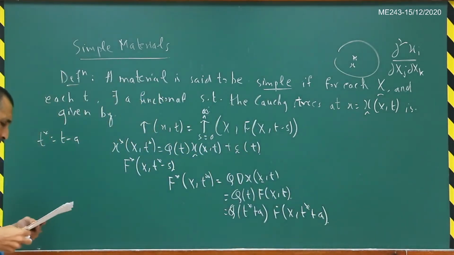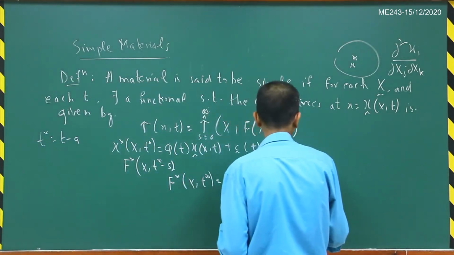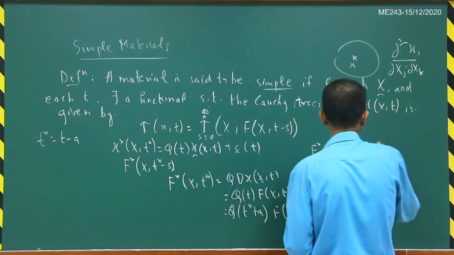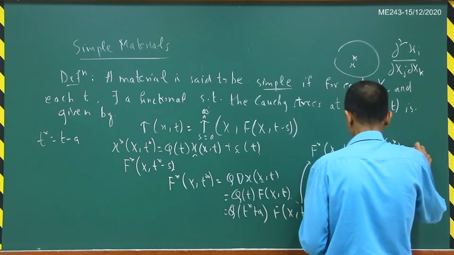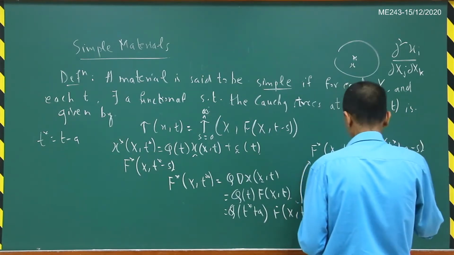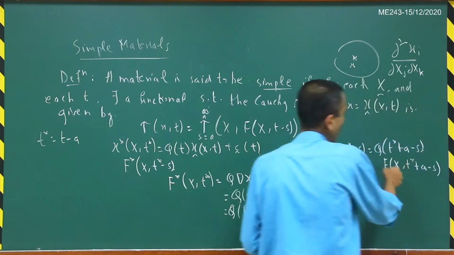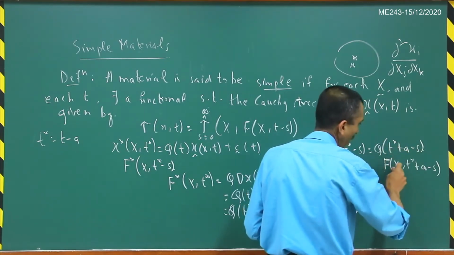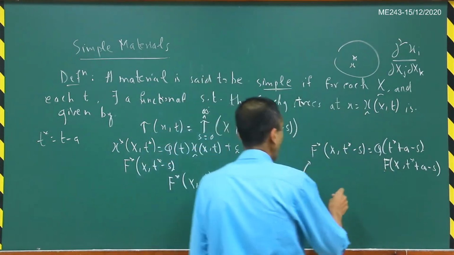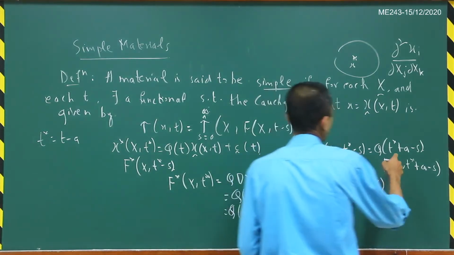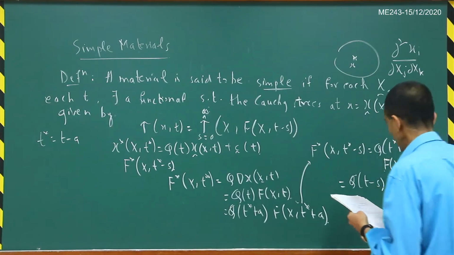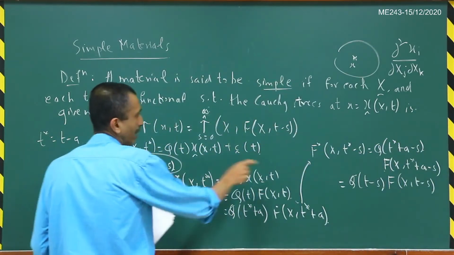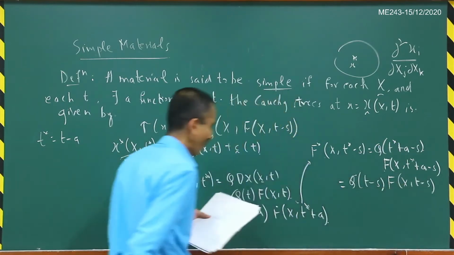So from this particular relation, if you now write F star of x comma t star minus s, that is equal to Q of t star plus a minus s times F of x comma t star plus a minus s. So there is a multiplication of these two objects. And this I can now write as equal to Q of t minus s, because t star plus a is t itself. So Q of t minus s times F of x comma t minus s. So basically, as I said, we require this particular quantity, and that is what I have derived here now.